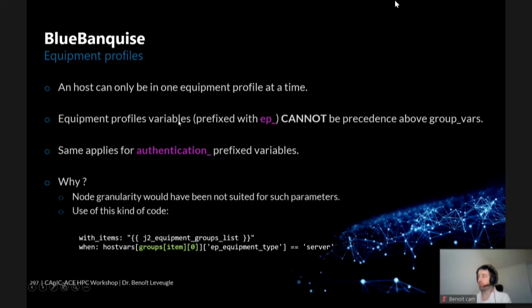For you to know, the equipment profile variables are prefixed with EP. Same for authentication, they are linked to the equipment profile. And this is mandatory, be careful: you cannot take precedence of the EP variables above group_vars. You cannot set them at the host_vars level or at the command line level, etc. It's because, well, it was a big discussion at the creation of the stack, but we had to choose between simplicity and flexibility, okay?